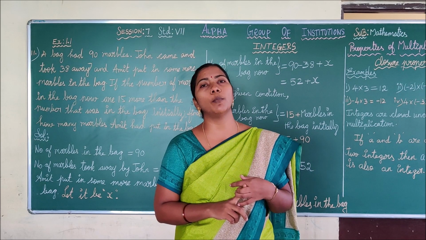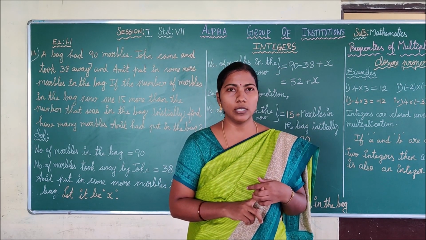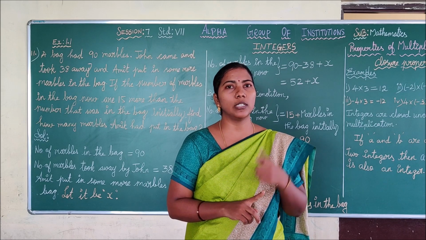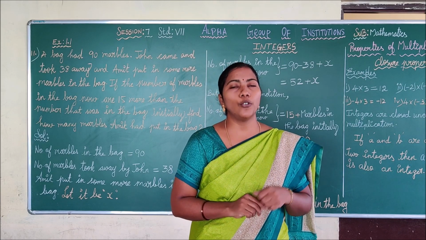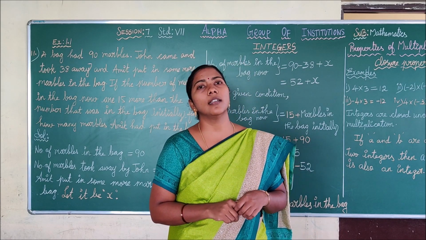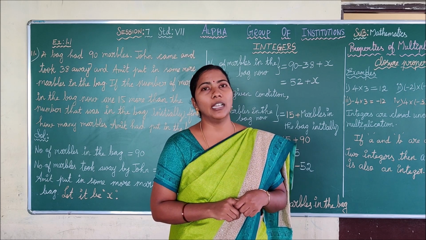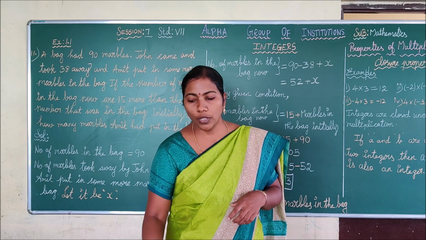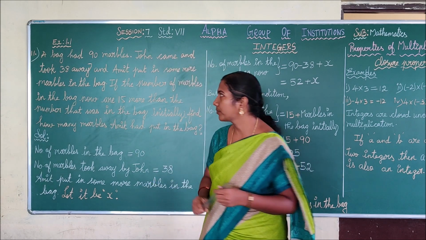In Exercise 1.1, totally we have 12 sums. Among the 12 sums, we have finished all the sums except one sum, that is the 11th sum. In today's class, we are going to discuss the 11th sum and then we are going to discuss properties of multiplication. Now we are going to see the problem.